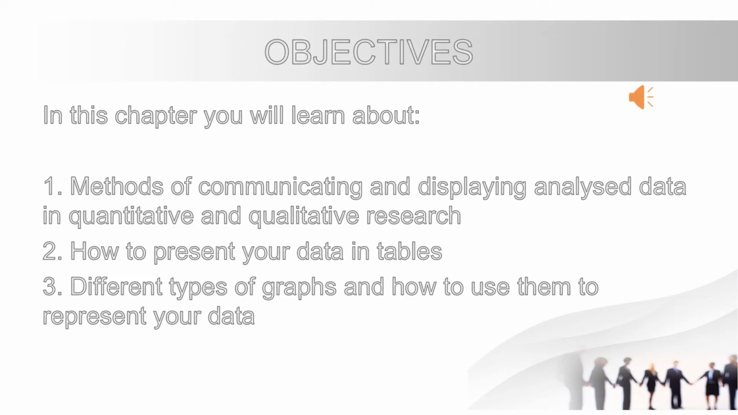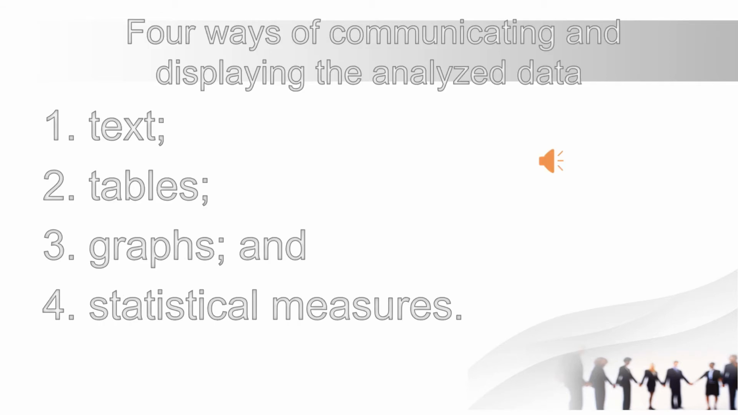Objectives. In this chapter, you will learn about, number one, methods of communicating and displaying analyzed data in both quantitative and qualitative research. Second is how to present your data in tables. Number three is different types of graphs and how to use them to represent your data. There are four ways of communicating and displaying the analyzed data: number one, through text; number two, tables; number three, graphs; and number four, through statistical measures.